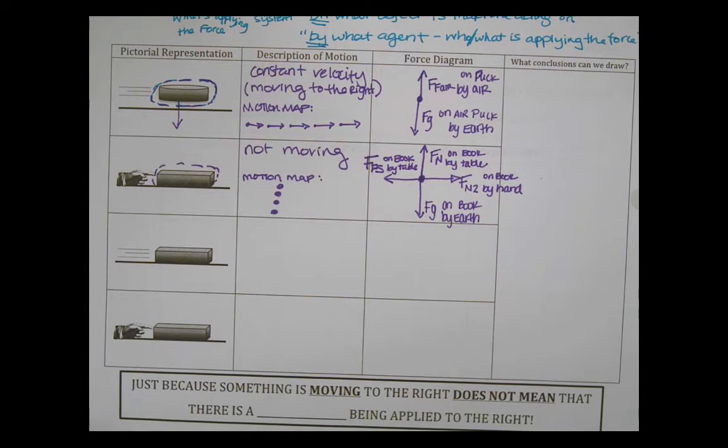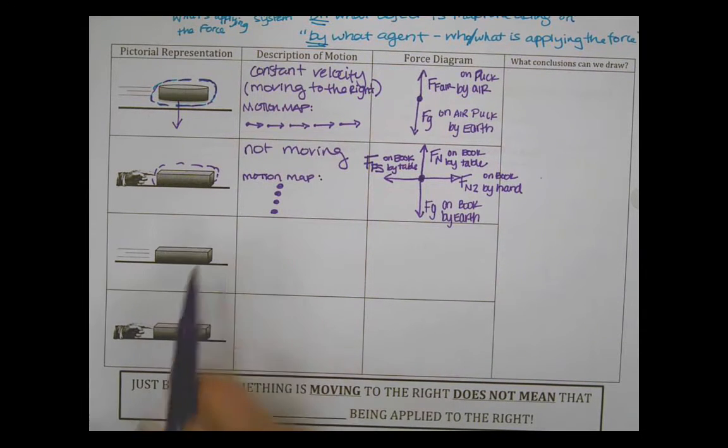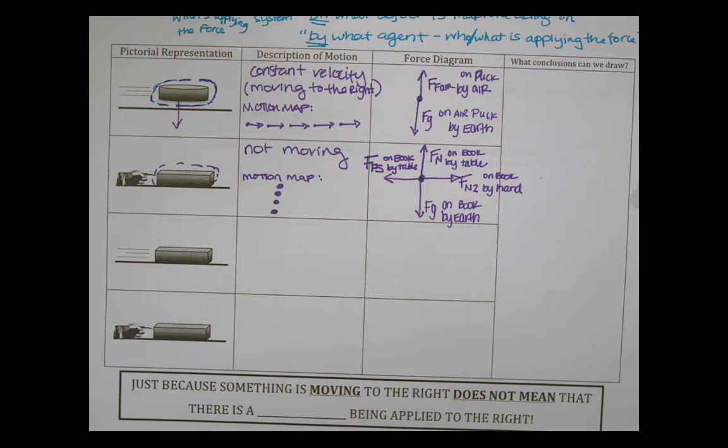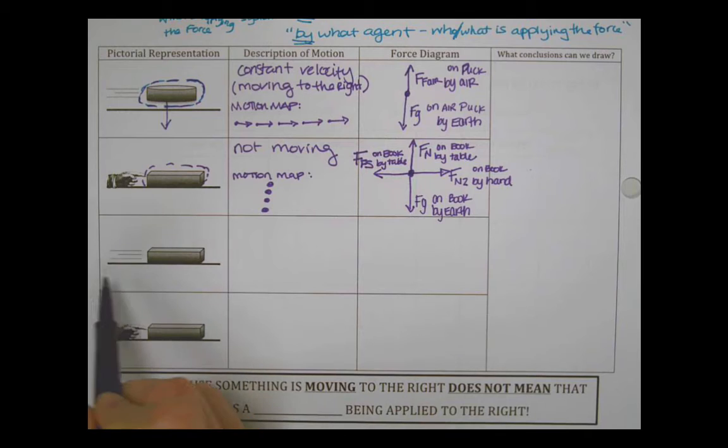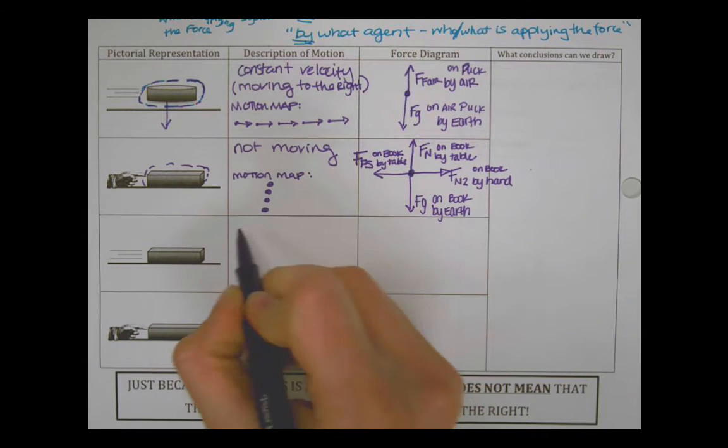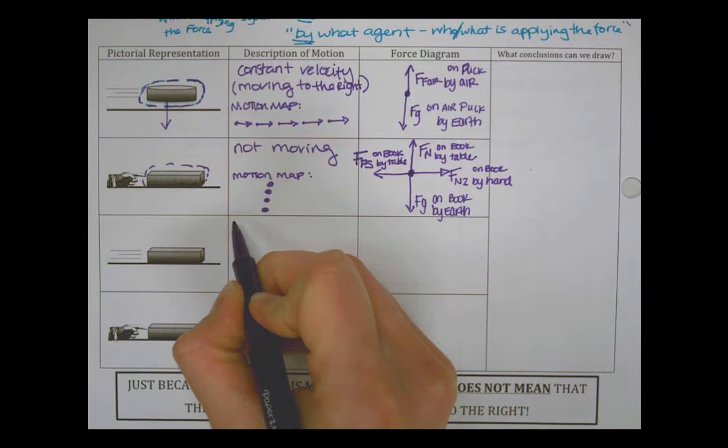Now we have another video for this next scenario. So watch and try to write that description of motion for what you see. All right, for that one, we saw the book sliding to the right, but it was slowing down.